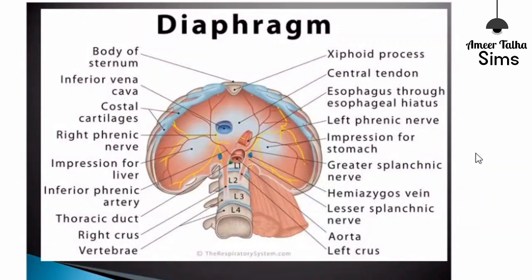But you can just appreciate this structure. This is a projection-like structure. Say these are crus, right crus and left crus. The right crus is longer as compared to the left crus, right? And you can appreciate these white lines, white boundaries. These are arcuate ligaments, right?